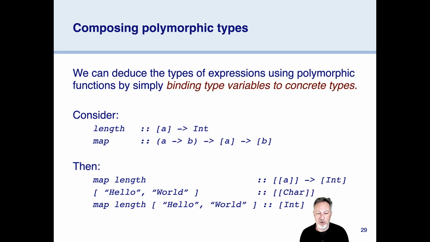Now, "hello world", the type of a string is list of char, so the list "hello world" is of type list of char. Now, if we apply map length to the list containing "hello world", char gets unified with a, because list of a gets unified with list of char. That gets consumed, and we get the result that's on the right-hand side. So we can deduce that map length applied to this list is going to return us a list of integers.